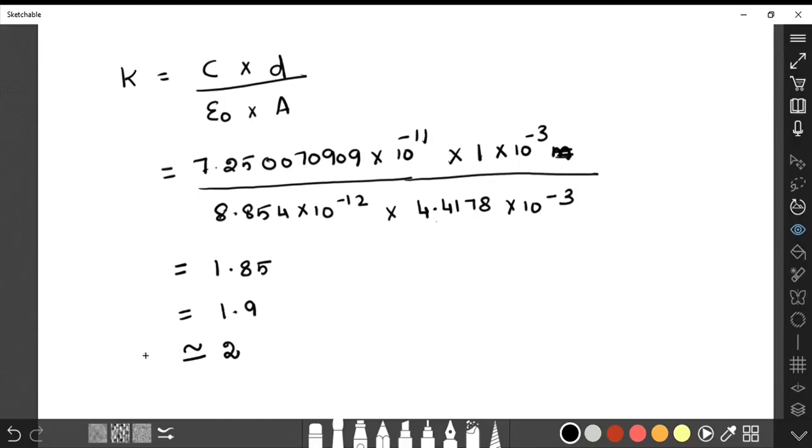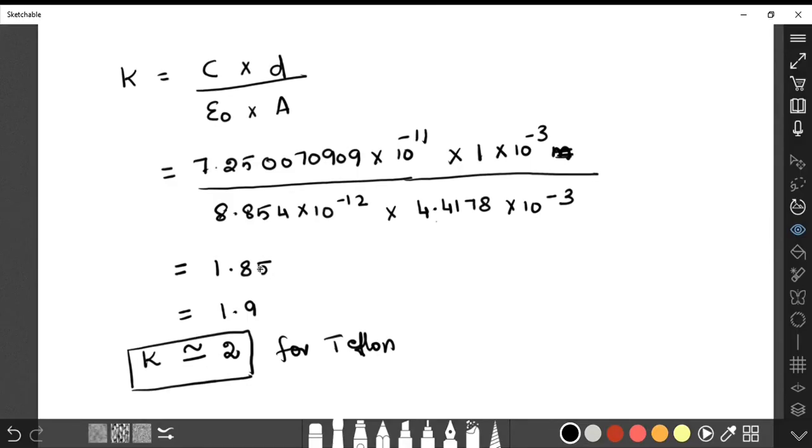So the dielectric constant for the Teflon material is 2. It is almost the exact value. The actual value is 2, and we are getting nearby 1.85. So we have done the experiment properly to get almost the exact value. In this way we have to do the calculation for the dielectric constant of the given material.